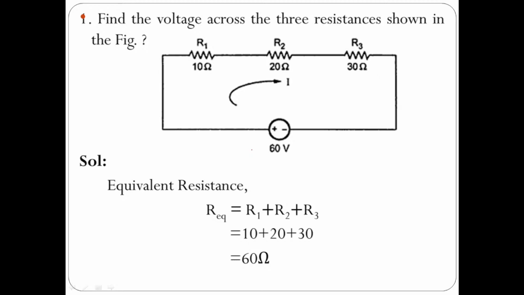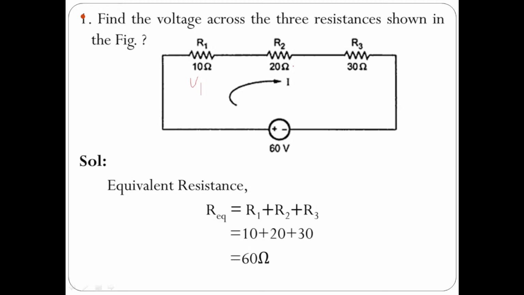Okay, what they have asked is to determine the voltage across these 3 resistors shown in the figure. So I want to determine the voltage across R1. Let us assume the voltage across R1 is V1, the voltage across R2 is V2, and the voltage across R3 is V3. The total voltage would be V1 plus V2 plus V3, but they didn't ask for the total, simply the voltage across the 3 resistors.